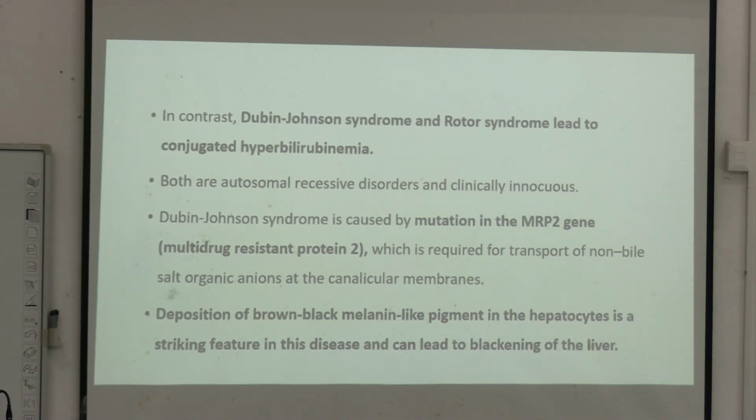Dubin-Johnson syndrome is caused by mutation in the MRP2 gene, multidrug resistance protein 2, which is required for transport of non-bile salt organic acids at the canalicular membranes. Deposition of brown-black melanin-like pigment in the hepatocyte is a striking feature in this disease and can lead to blackening of the liver.